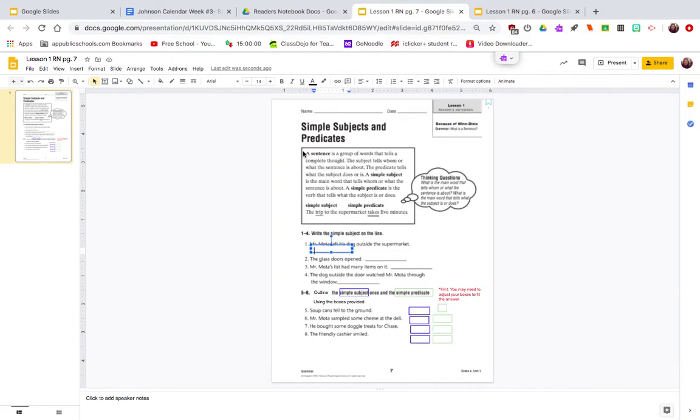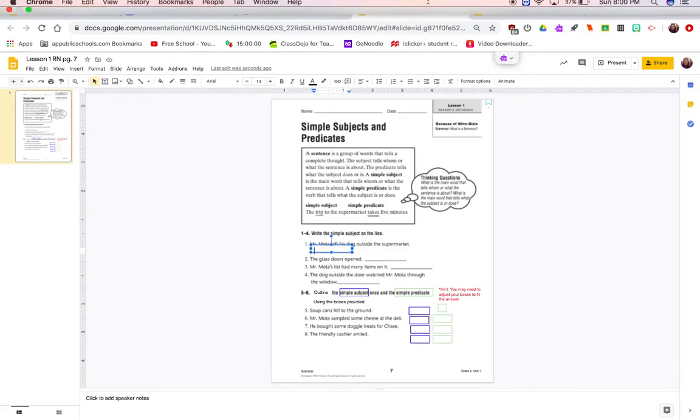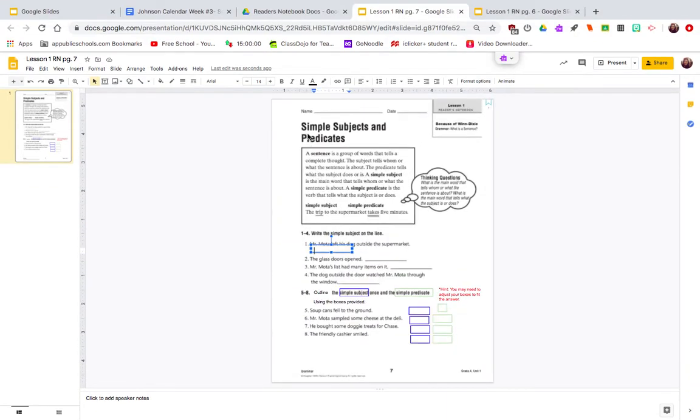Reader's Notebook, Lesson 1, page 7. Simple subjects and predicates. So before we even get started, we're going to go ahead and read the directions. A sentence is a group of words that tells a complete thought. The subject tells whom or what the sentence is about. The predicate tells what the subject does or is.